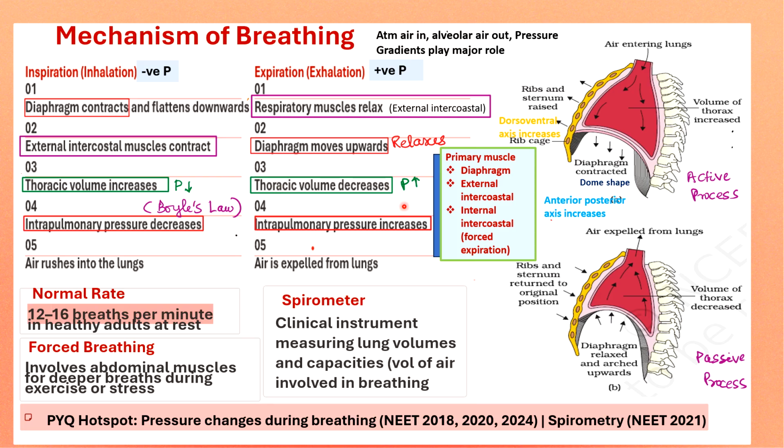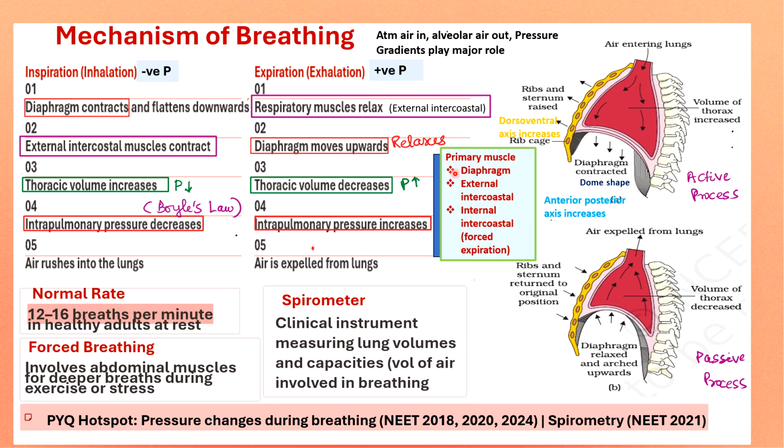When volume decreases, obviously the intrapulmonary pressure increases. So the air moves from the high pressure inside the lungs towards the outside, and air is expelled from the lungs. Is that clear? This is the mechanism of respiration. Now, what are the key muscles that play a role?